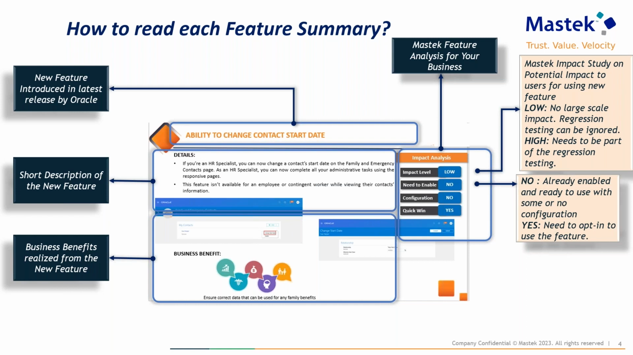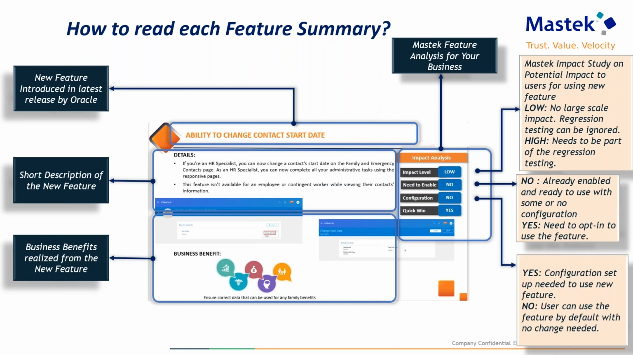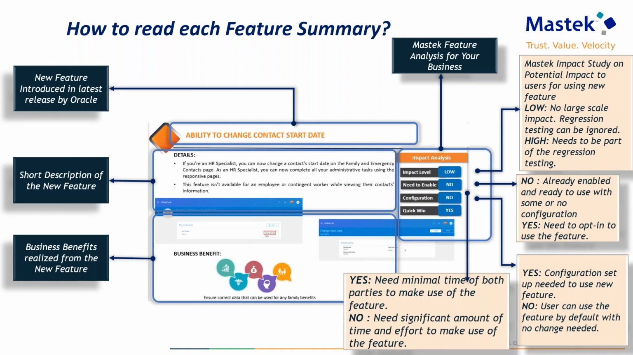The second one is that we are all aware that there are some features which are by default auto-enabled by Oracle, and there are some which we need to opt for. The third one highlights the nature of the feature. There would be certain configurations which may be required and some can be used without any changes at all. The last one is quick win. This term we use to simply convey what is ready to use by investing a minimum amount of time, and what requires a significant amount of time and effort to make use of the feature.